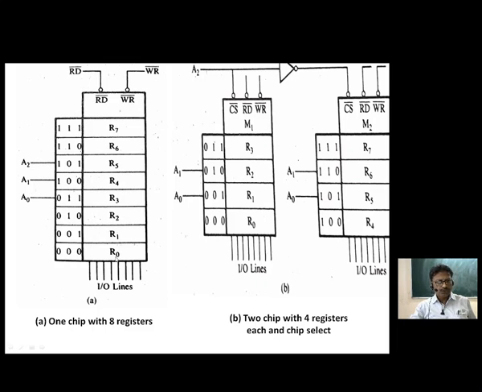If it is 000, R0 will be selected. If it is 001, R1 will be selected. If it is 010, R2, and so on. And we have read, and this is the input and the output buffer both, and this is the input and the output line in combination.